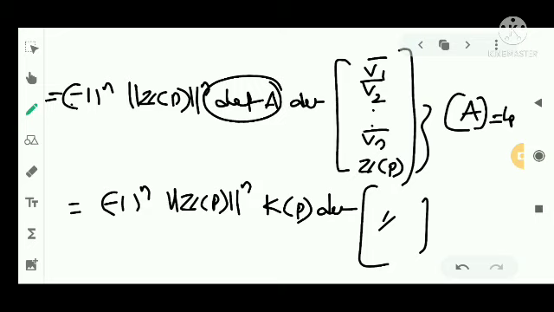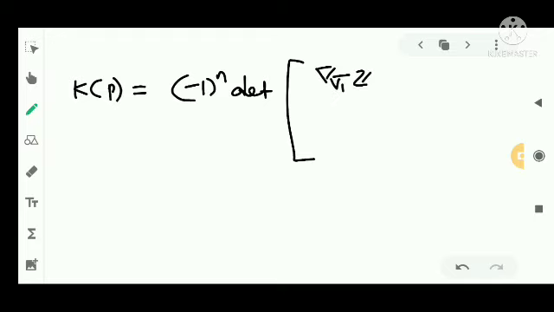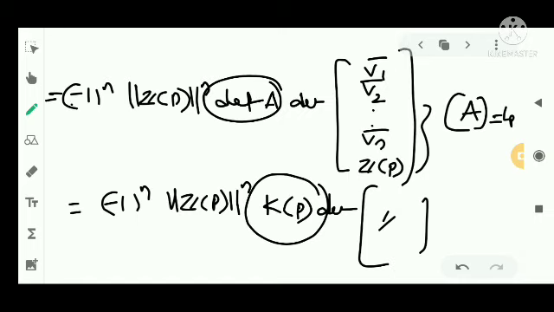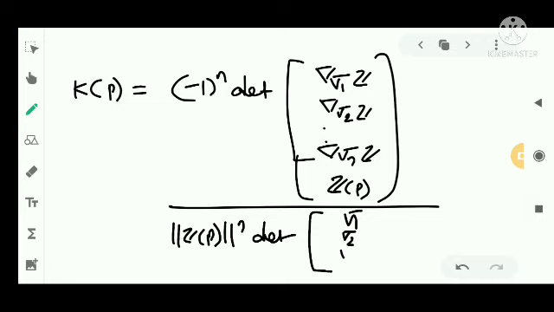this ഈ matrix സെയിം ആയിട്ട് വരും. സോ കെ ഓഫ് പി ഈക്വൽ ടു നമ്മുടെ ലെഫ്റ്റ് സൈഡിലുള്ളത് അതുകൂടെ കൺസിഡർ ചെയ്താൽ കെ ഓഫ് പി ഈക്വൽ ടു വി ഗെറ്റ് ലെഫ്റ്റ് സൈഡിൽ -1 all raised to n into determinant of del V1 z, del V2 z, etc., del Vn z, then set of P, whole divided by ഇതിന് കൂടെ ഉള്ളത് ഈ -1 all raised to n എഴുതി norm set of P all raised to n ഈ മാട്രിക്സ് 1 that is norm set of P all raised to n into determinant of V1 V2 etc. Vn set of P. So that is the result for finding the Gauss-Kronecker curvature.